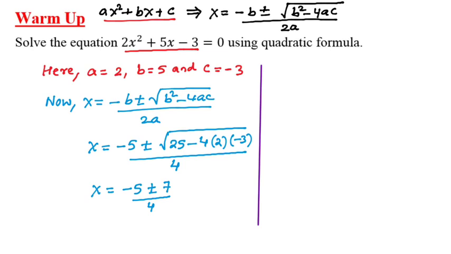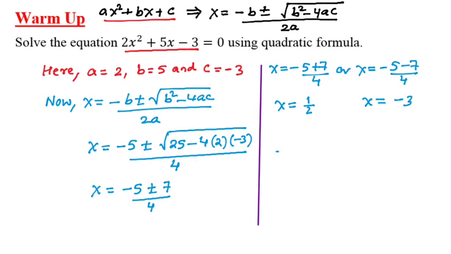So we get x equal to negative 5 plus 7 over 4, or x equal to negative 5 minus 7 over 4. That is x equal to 7 minus 5 is 2 divided by 4, that is half. Or from the second we get x equal to negative 5 and negative 7, negative 12 over 4 is negative 3. Therefore the two values of x are x equal to 1 over 2 and negative 3.